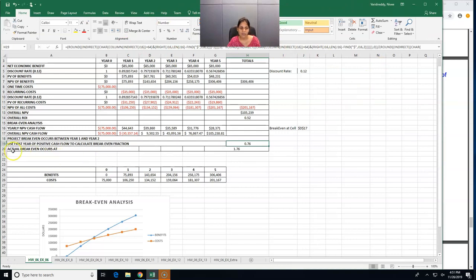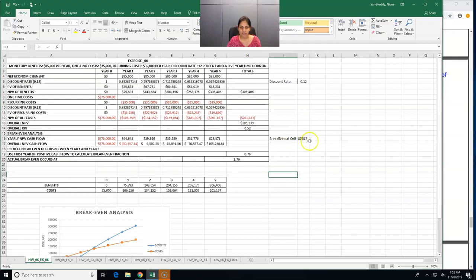And then finally, we want to know when the actual break-even occurs. Manually we can just tell that since we have this break-even fraction as 0.76 and we know that the break-even occurs between year 1 and 2, the actual break-even occurs at 1.76. But I've also arrived at a formula for this which exactly uses these Excel values and gives us the 1.76 value. So using MID, INDIRECT and these kinds of formulas, I've arrived at this formula which gives me directly the 1.76 value.